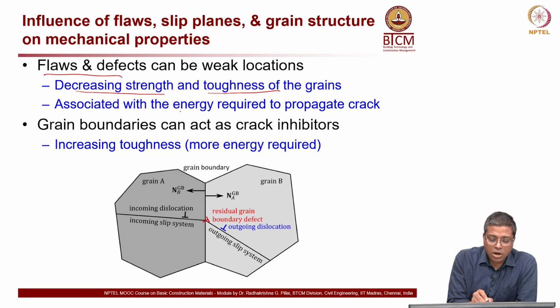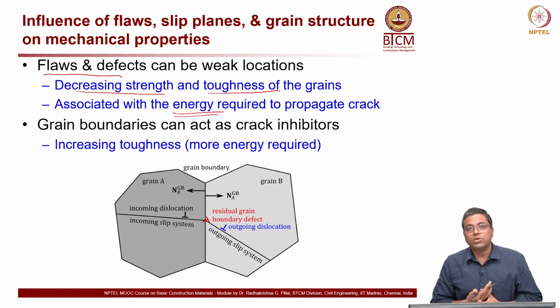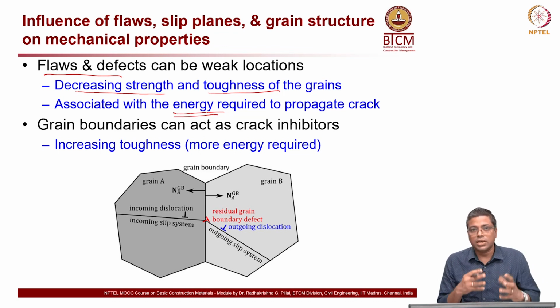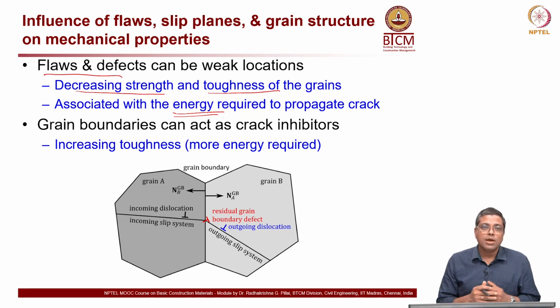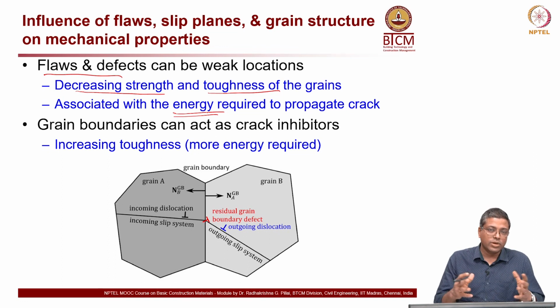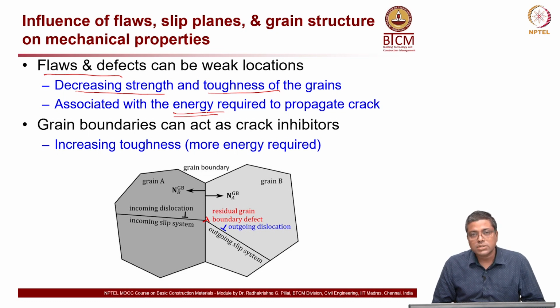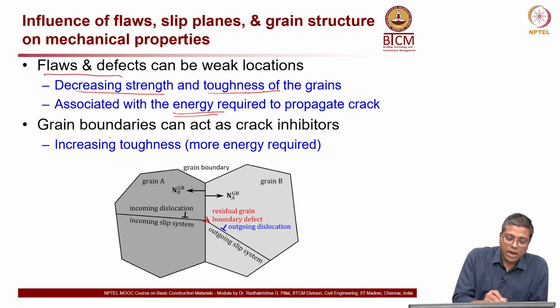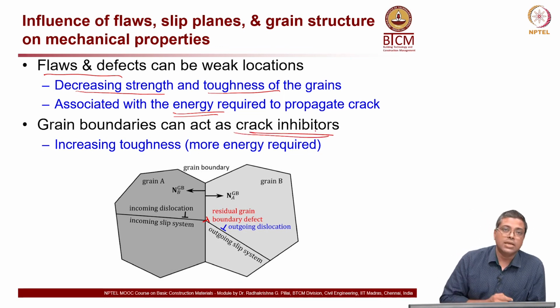Now, this is all associated with the energy required to propagate a crack. If there is a flaw, we can think of it as a crack, a micro crack maybe, but then there is some energy which is required to propagate that crack. That energy is the most important thing when we talk about toughness, and in the strength case also it matters a lot, because it has to lead to the fracture behavior. Here we are talking about the true stress at which the material fails, etc. Now, grain boundaries can act as crack inhibitors.